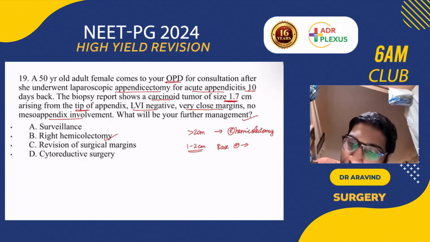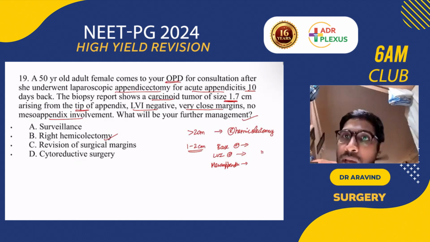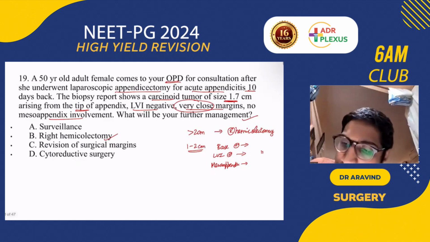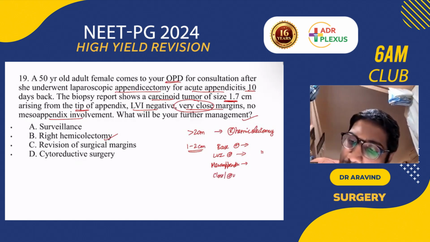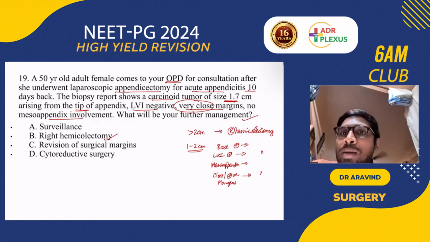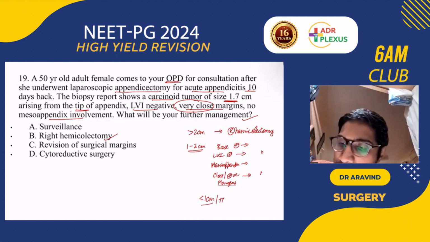Then if lymphovascular invasion is present, you have to go for right hemicolectomy. Then if there is mesoappendix involvement, you have to go for right hemicolectomy. And margins should be adequate, not very close margins. Very close margins are positive margins, so you have to go for right hemicolectomy. Only if less than 1 centimeter or at the tip of the appendix, then you can do surveillance.